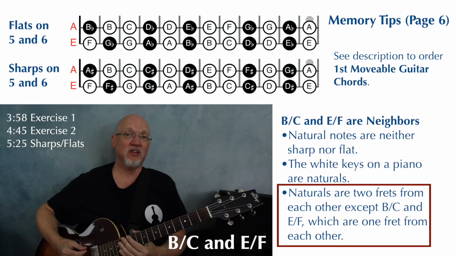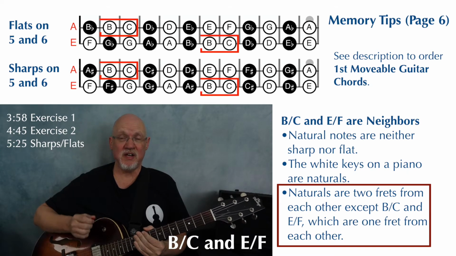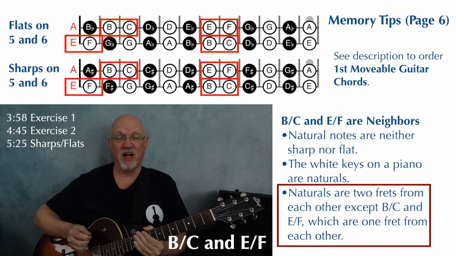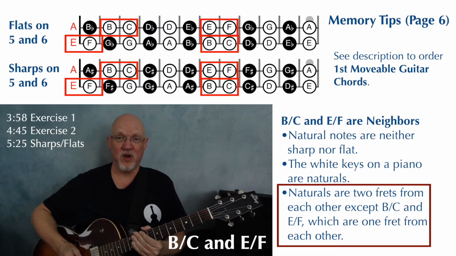And notice in these diagrams, all the natural notes are 2 frets apart, except your B and your C and your E and your F. Your B, C, and E, F are always going to be 1 fret away from each other.